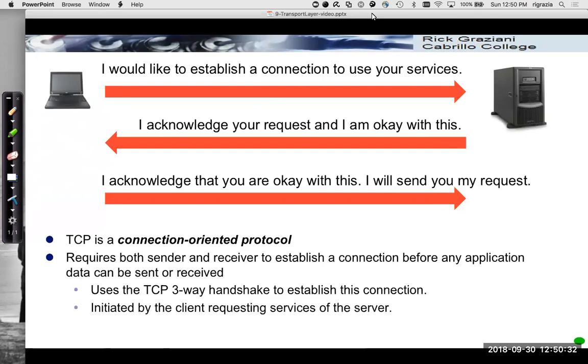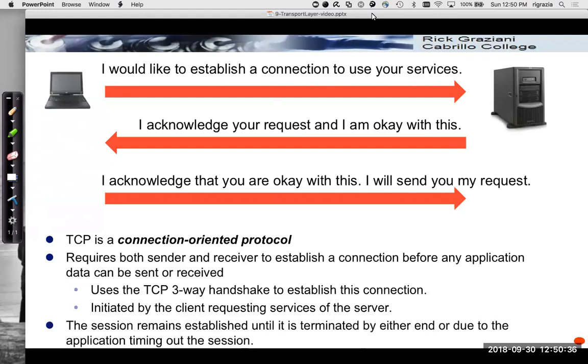It's initiated by the client requesting services of the server. And this connection remains in effect until one or the other end either terminates the connection or it gets timed out by the application.